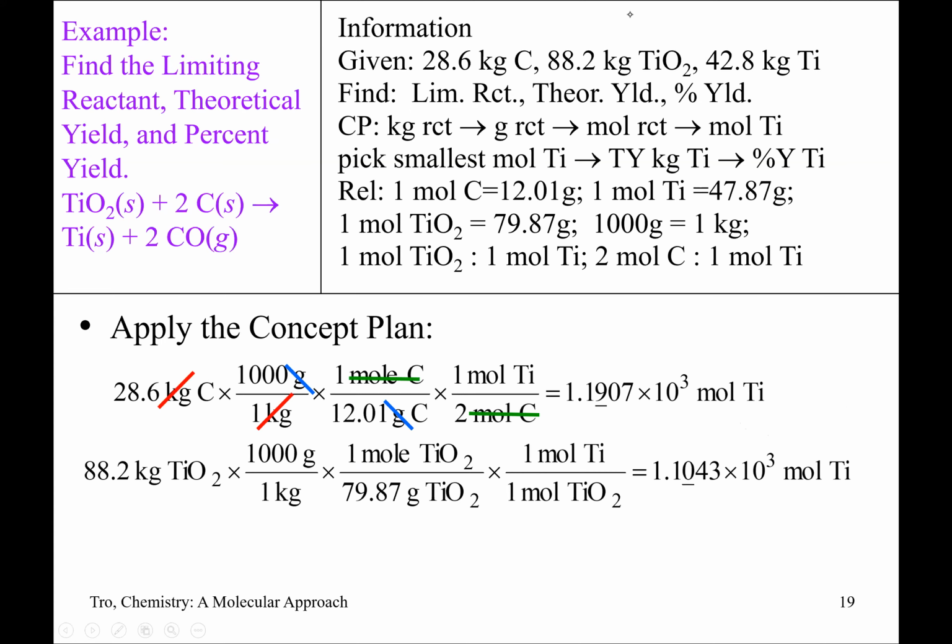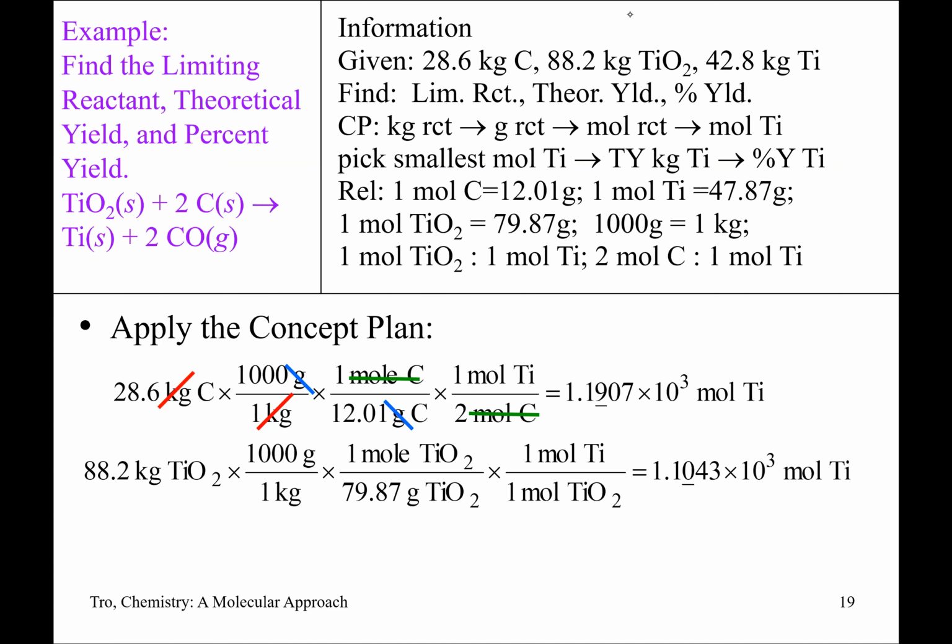See, I'm missing my balance. Okay, the balanced equation is given here. TiO2 plus 2 carbon gives 1 Ti plus 2 CO. So we had 28.6 kilograms of the carbon. First, we convert to grams of the carbon. Then we convert to moles of carbon. And then the amount of the product that is going to give you, if you use all of the carbon, is going to be 1.1 times 10 to the 23 moles of Ti.